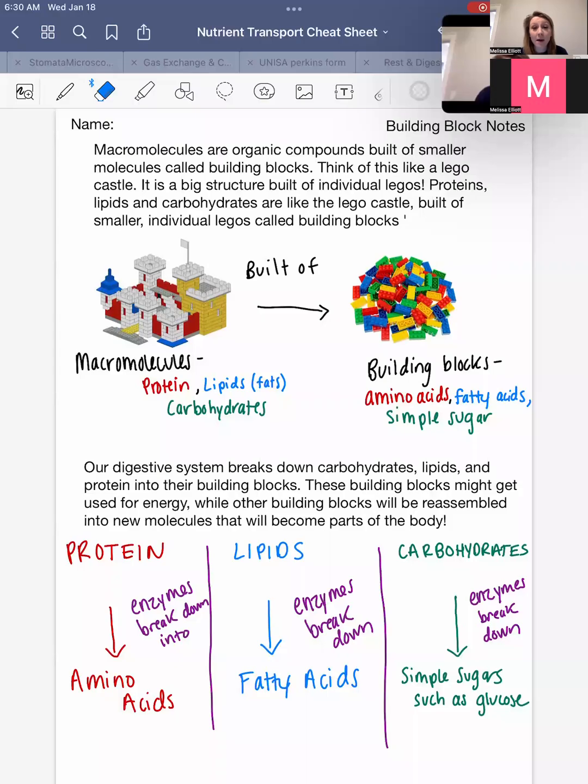All right, guys, we've been talking about nutrition and nutrients and the digestive system. So we're going to really go in deep on macromolecules and their building blocks. All right, so let's go ahead and define macromolecules.